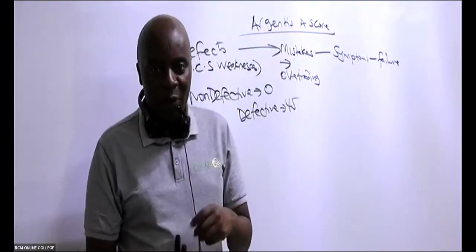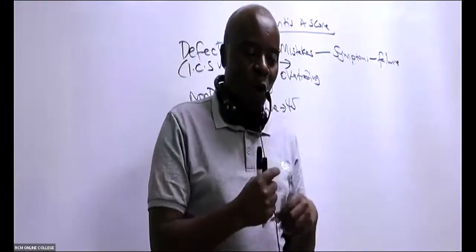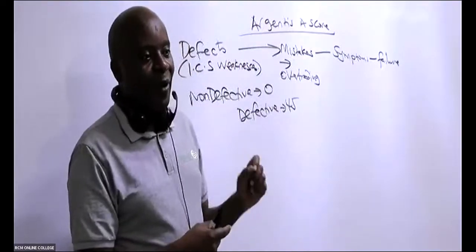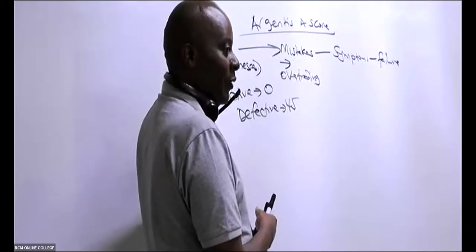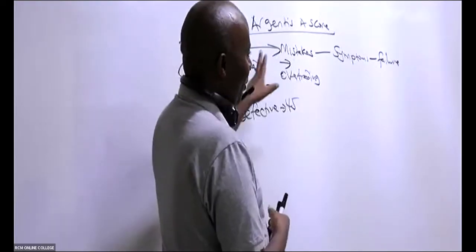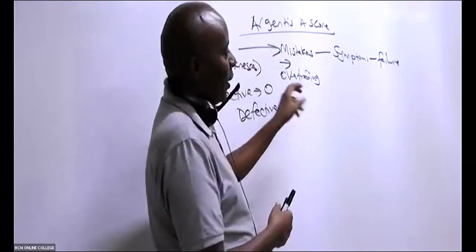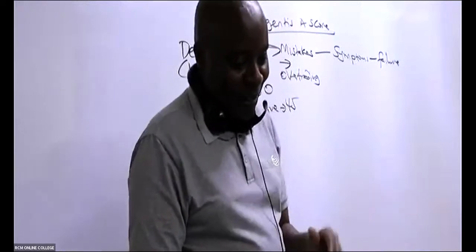So remember, Argenti's A-score is the only qualitative model. And how do we move around these Argentis? It says that for an organization to collapse, ladies and gentlemen, there are some basic steps. The very first step is which one? A company having defects. After defects, we talk about mistakes. From there, we talk of symptoms, and then company failure. Thank you, Purity.